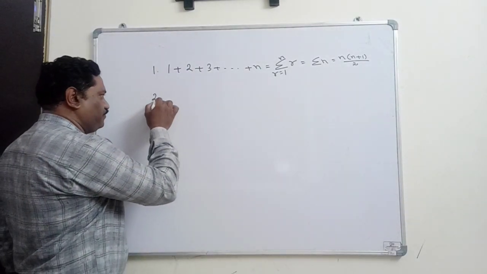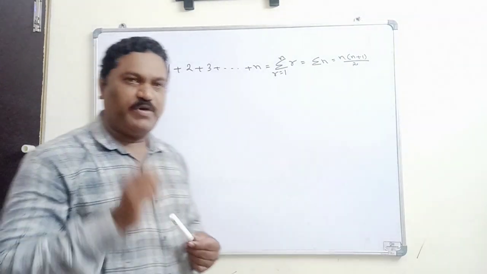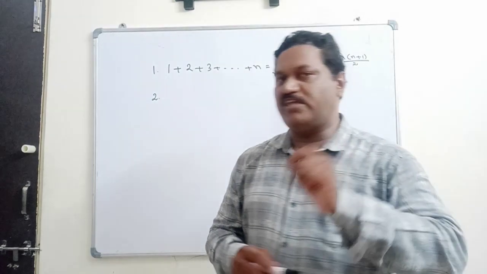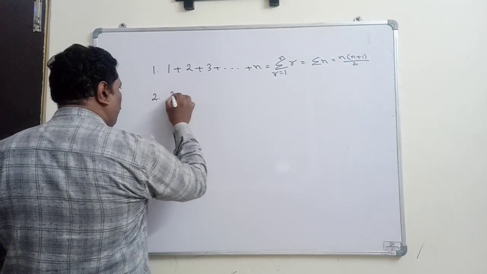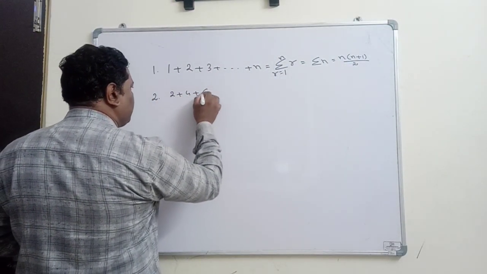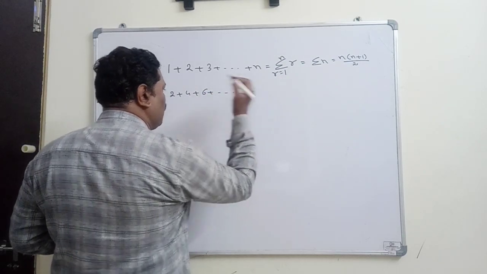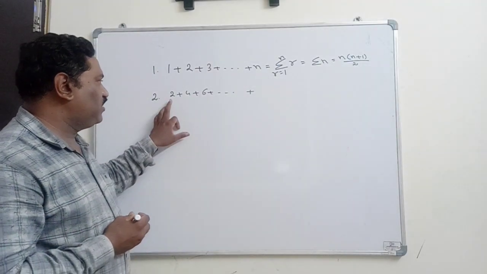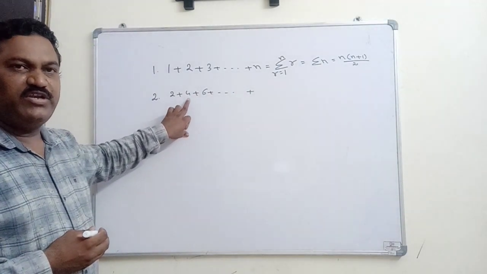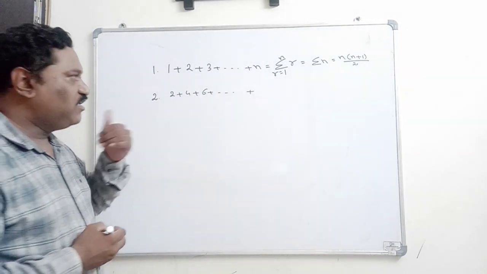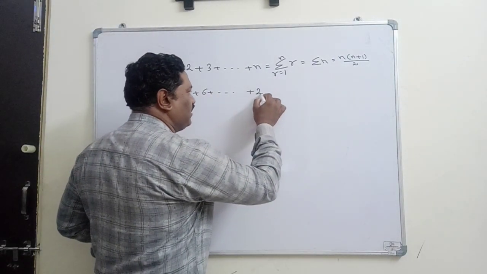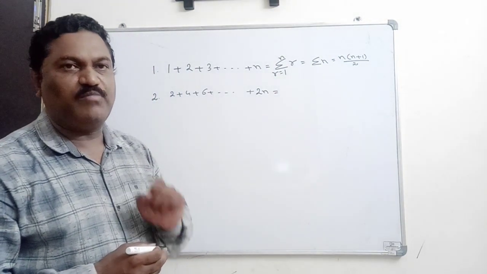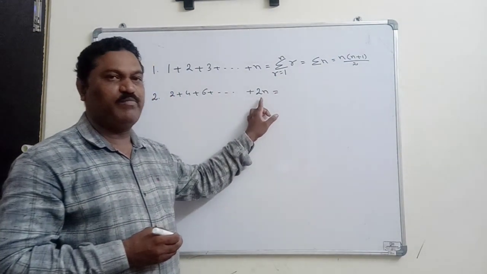Similarly, the second is the sum of the first n even natural numbers, that is 2 plus 4 plus 6 plus and so on. Then what will be the nth even natural number? Just observe this: we can write 2 into 1, 2 into 2, 2 into 3, etc. Therefore the nth even number we can write as 2n. So for any even number series, the nth term is represented by 2n.